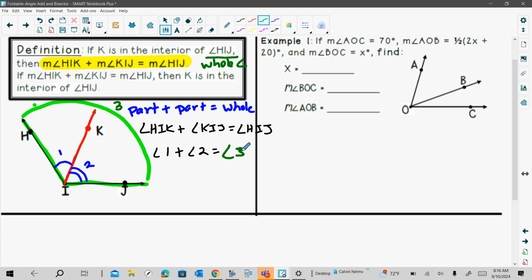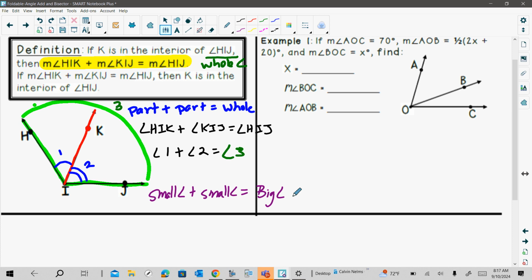Okay, that's just making you recognize the parts. You have to be able to see, is it a small part? Another way I can label it is, I have a small angle plus another small angle makes the big angle. Okay.